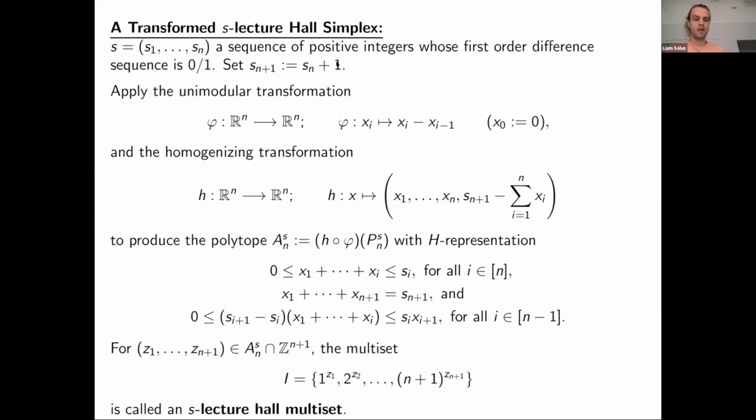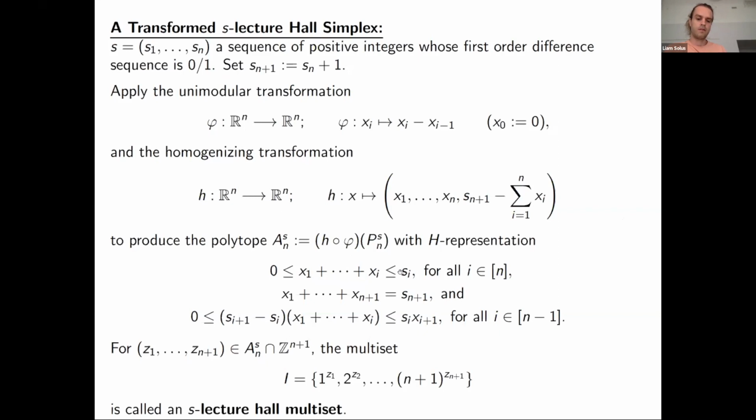So to identify our Gröbner basis, we end up not working directly with the S-lecture hall simplex as we defined it, but a slightly transformed version of it with the same lattice point combinatorics. In particular, we apply this unimodular transformation here, and then a homogenizing transformation that embeds our polytope into the plane where the sum of all the coordinates is s_n plus 1. So if we do that, what we get out is a polytope, which we denote by A_n^s, which is defined by this collection of inequalities here.